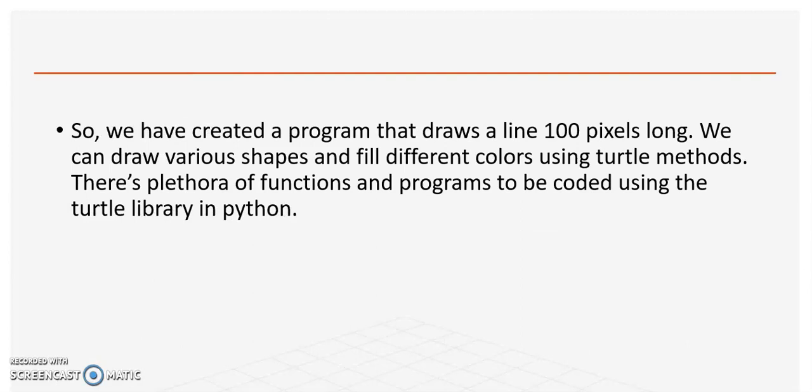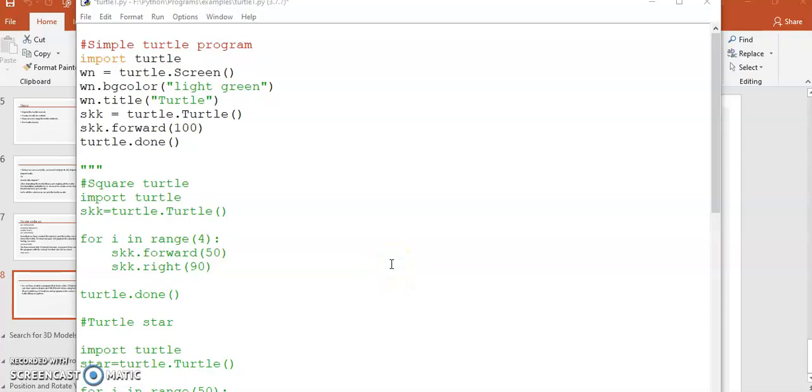We can draw various shapes and fill different colors using turtle methods. There are various functions and programs to be coded using the turtle library in Python. Let's see a few examples. So this is the first turtle program, a simple turtle program. What we are doing over here in IDLE, you can see import turtle first, which is completed. Then we have created a window or a screen where we are going to draw. So we are naming the object wn equals turtle.Screen().